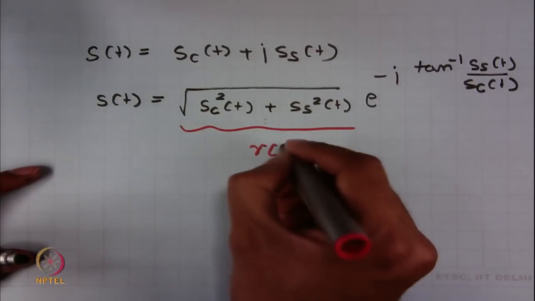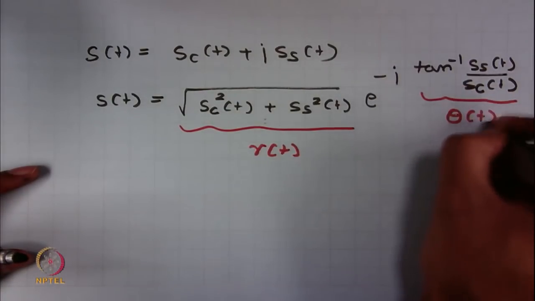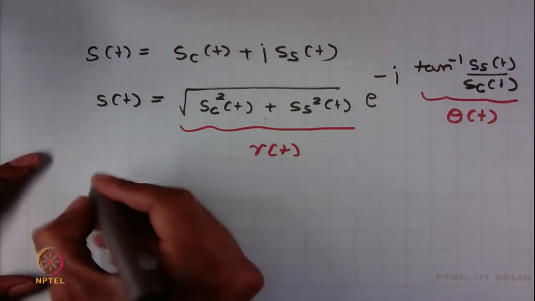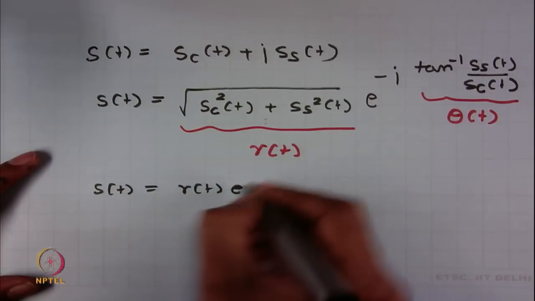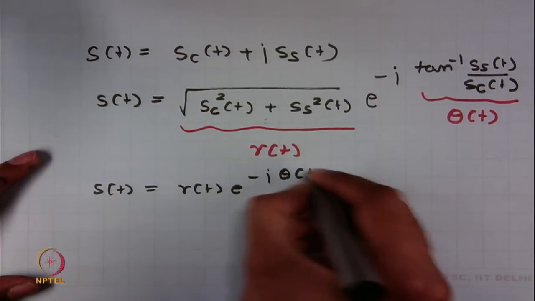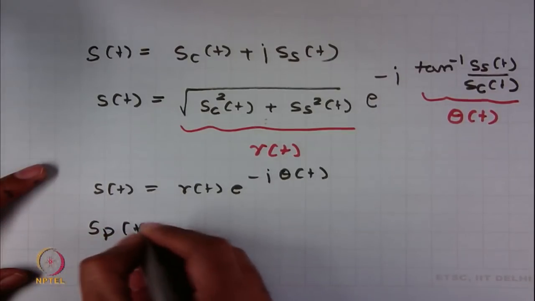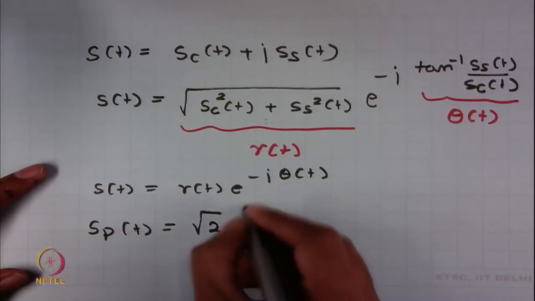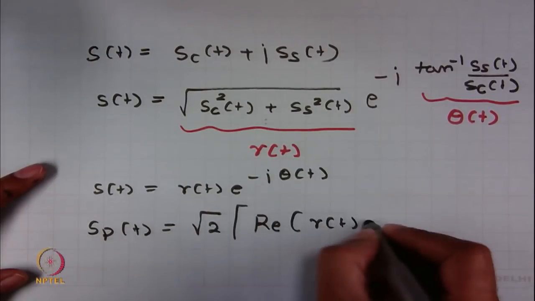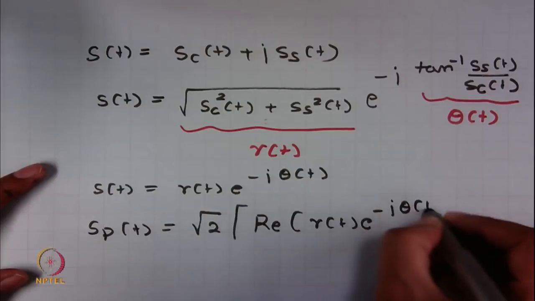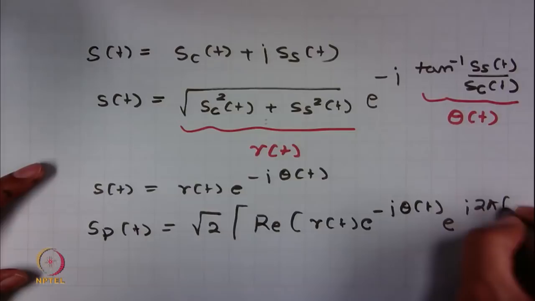So, I call the envelope R(t) and I call this θ(t). So, S(t) can be written as R(t) times e to the power minus jθ(t). If I use that expression, S_p(t) is root 2 times the real part of S(t), which is R(t) e to the power minus jθ(t) into e to the power j2πf_c t.